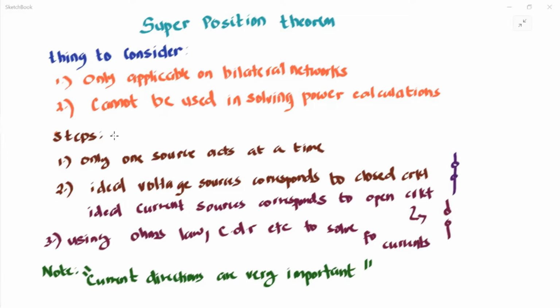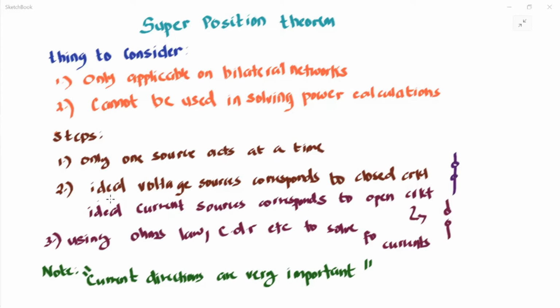Okay, so the steps that we need to take. The first step is that only one source acts at a time. We need to choose which will be our reference source, at which we will have different directions of currents, and the last part will have significance in solving the real-time or actual currents that we are solving.